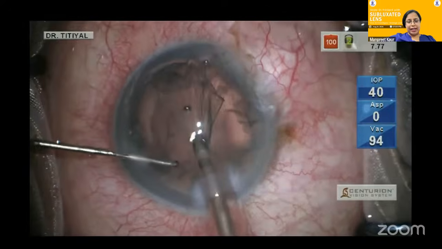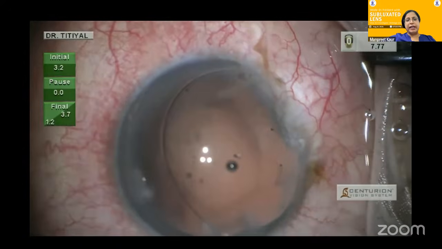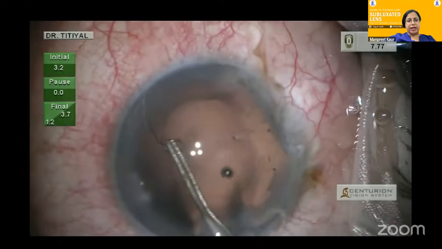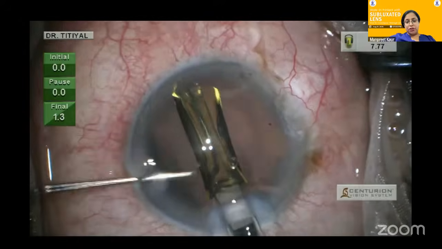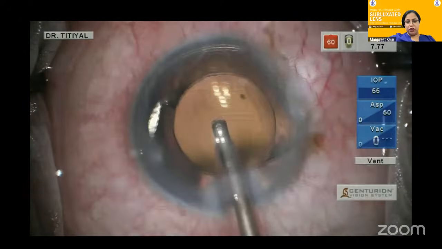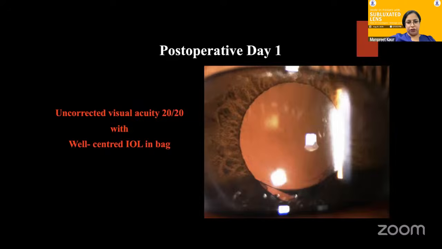So for lesser degree of subluxation, the surgery becomes almost as if you're doing a routine surgery, and there is no extension of the extent of subluxation and no chances of vitreous coming. So a closed chamber procedure done well is what the femtosecond laser offers you.